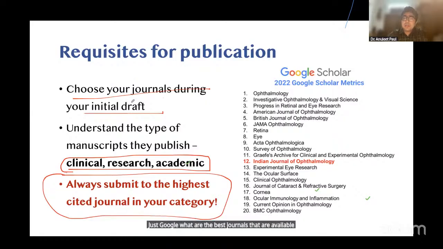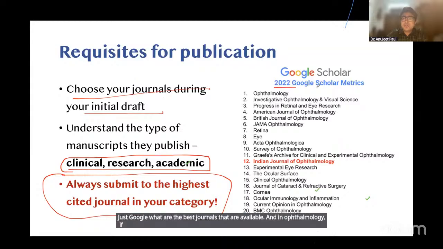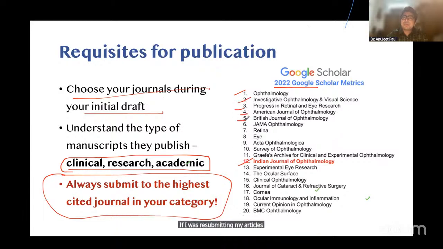And in ophthalmology, if you look at the 2022 Google Scholar ratings, these are the best journals, and Indian Journal of Ophthalmology comes at number 12. If I was resubmitting my articles, I would submit to the top 5.